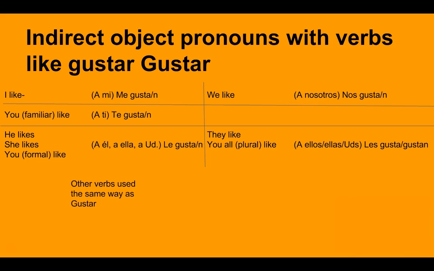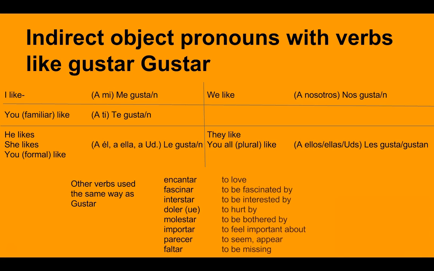In the last screen, we saw the verb encantar, to love. There are other verbs that are used the same way as the verb gustar. These verbs need me, te, le, nos, or les in front, and the singular form ends in an a or an e, and the plural form ends in an an or an en.